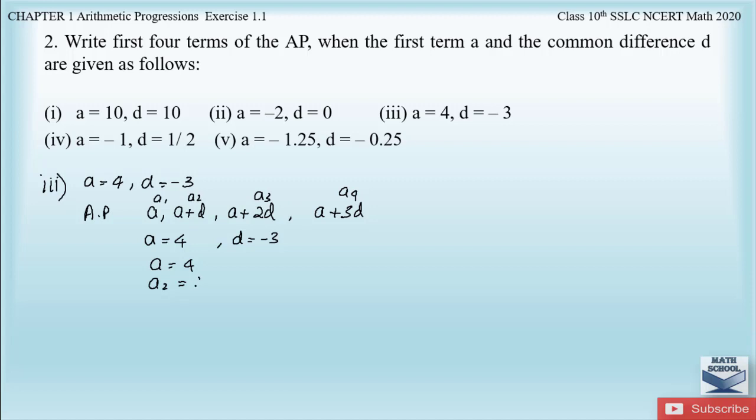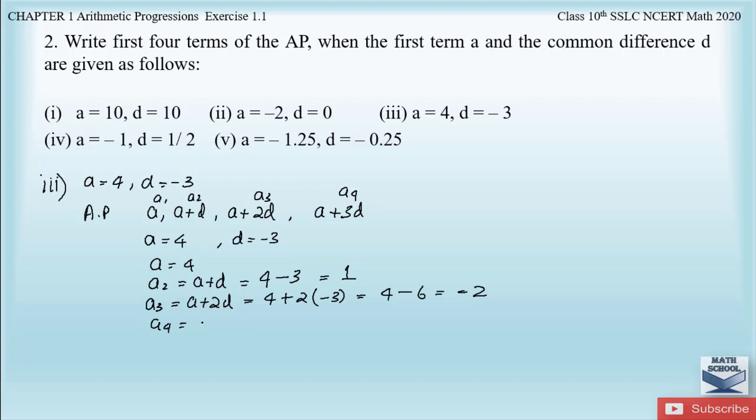So a2 is equal to a plus d, where a value is 4 and d value is minus 3. So it is 1. Coming to our third term a3, it is a plus 2d. Simplifying, a value is 4 plus 2 into d value is minus 3. So we get 4 minus 3 2s are 6. So the result is minus 2.